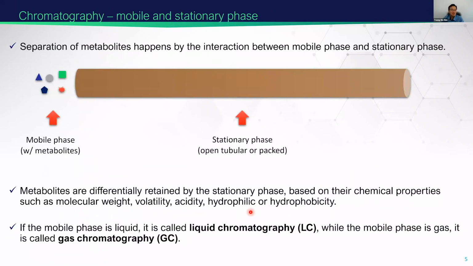What chromatography is, in reality, is a separation of metabolites by the interaction between the mobile phase and the stationary phase. The mobile phase is something running through this column, and the stationary phase is located inside of this column. This could be a coated inner surface or something packed. And if we see this simple animation, we can separate the complicated mixture by their chemical properties. So some metabolites are retained by the stationary phase. And that depends on chemical properties: molecular weight, volatility, acidic or basic nature, or hydrophilicity or hydrophobicity. So there are a lot of interactions between the stationary phase and the metabolites.